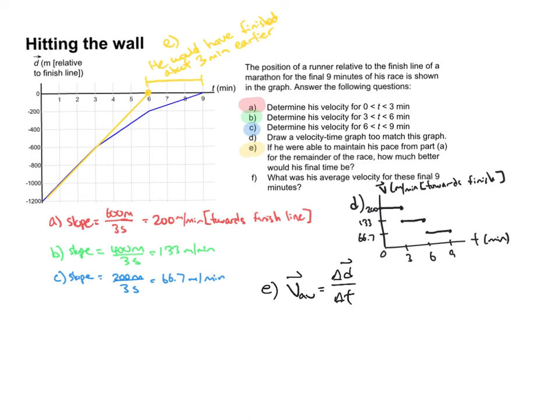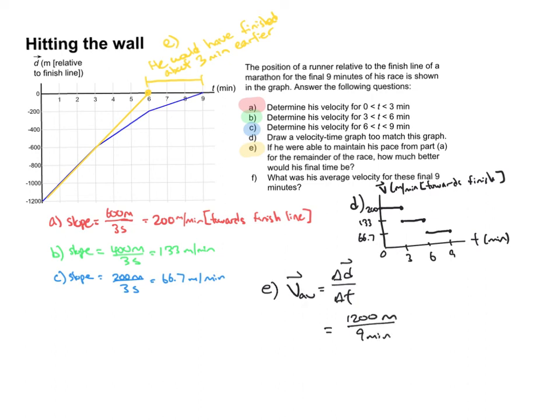So the displacement for the whole thing, looking on the graph, it actually ends up being from negative 1200 all the way to 0. So that's a rise, a total rise of 1200 meters. And the whole thing took 9 minutes. So that would be the run.